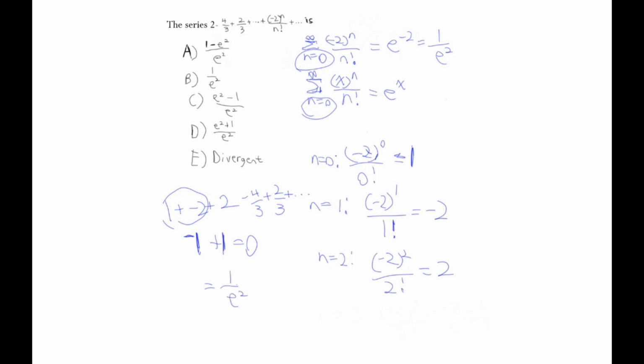So because we added 1 on one side, we're going to have to add that same 1 on the other side. And when we simplify this out, combining them into a single fraction with a common denominator, we'll get e squared plus 1 all over e squared. So that is equal to D.